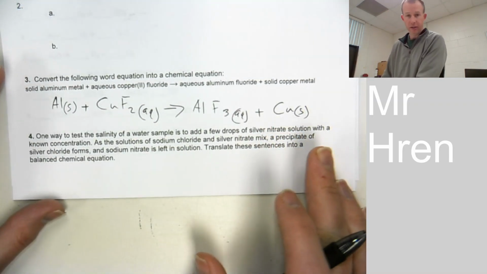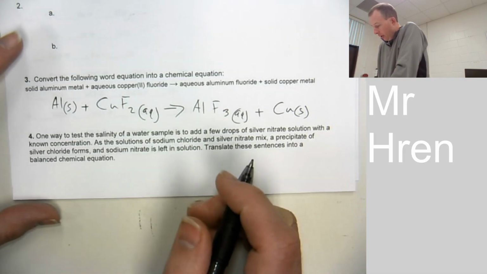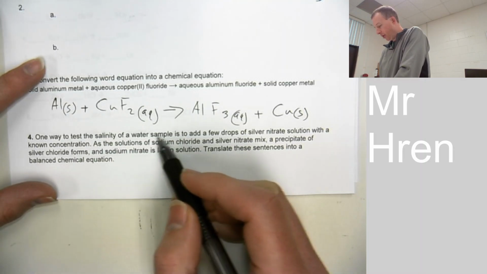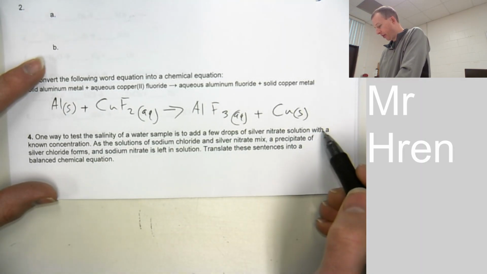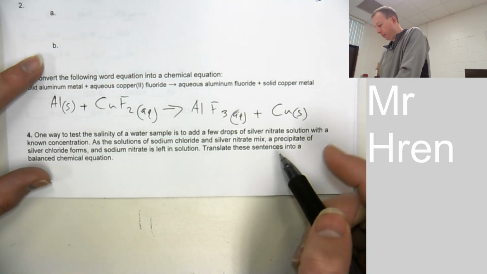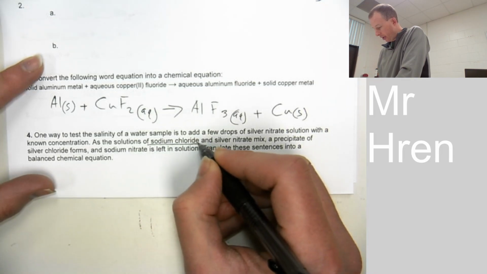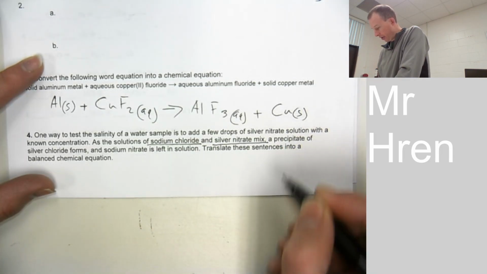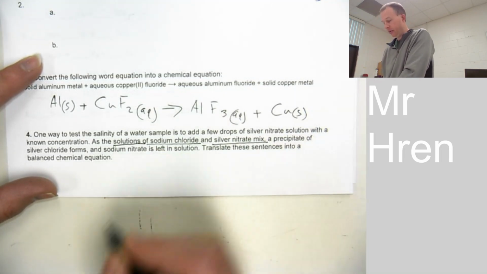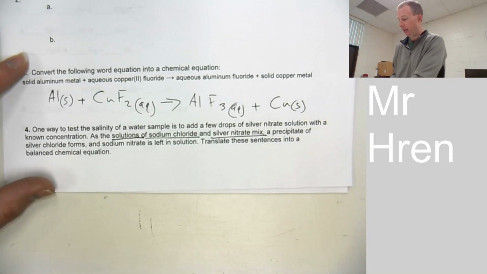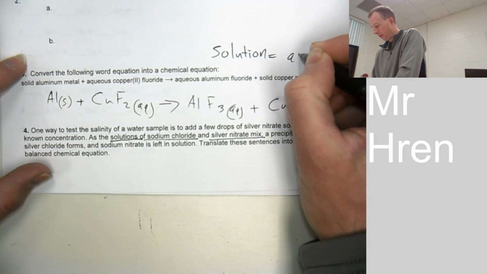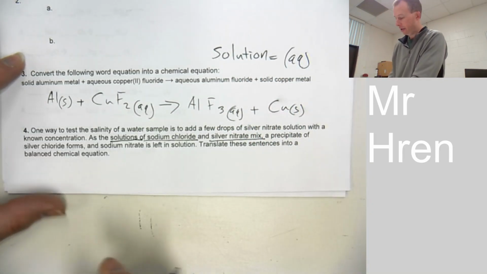And then last but not least, we have number 4, which I said was kind of difficult, and yeah, it kind of is. You're trying to get a reaction out of this, and it says one way to test the salinity of a water sample is to add a few drops of silver nitrate solution with a known concentration. As a solution of sodium chloride and silver nitrate mix. Now, key phrase here: you're thinking about what the phase is too, and you're like, oh, solution. Anything that's a solution is aqueous. So if you ever see the word solution, that's code for it's aqueous.